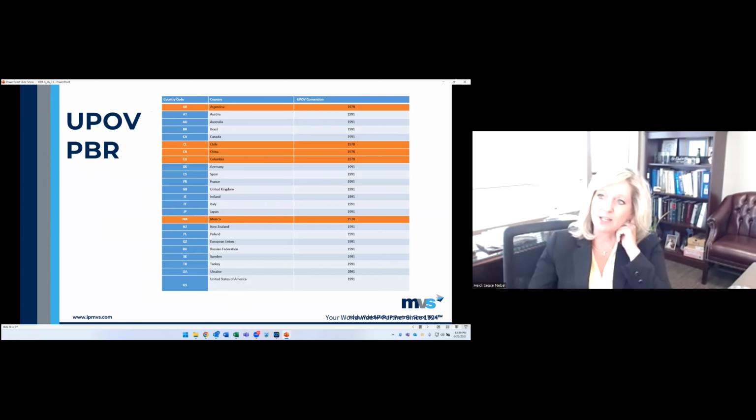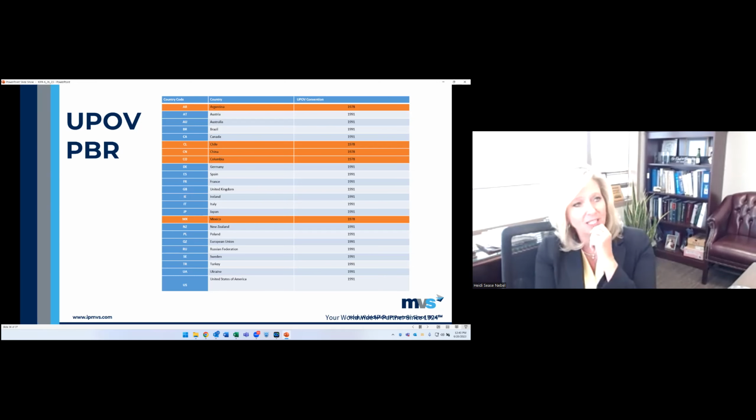So when you're looking at international protection for plant breeders' rights, not every country has passed the 1991 revision, and this slide probably needs updating. I'm not sure how old this one is. But you need to know, first of all, whether it is under the 1991 version or the 1978 version to determine what scope of rights are available.